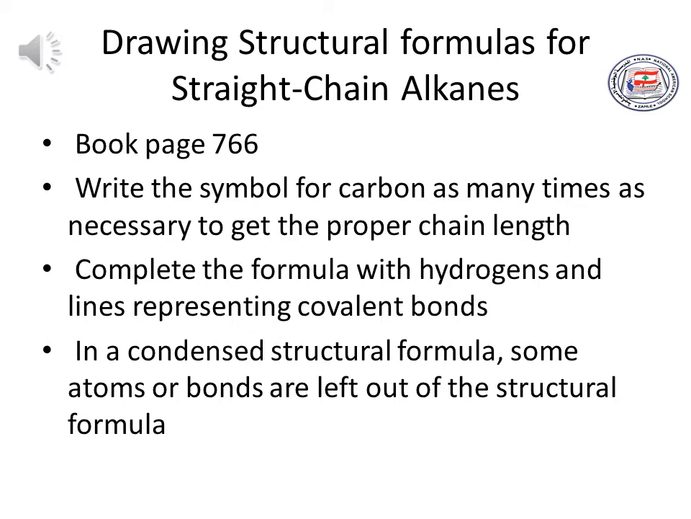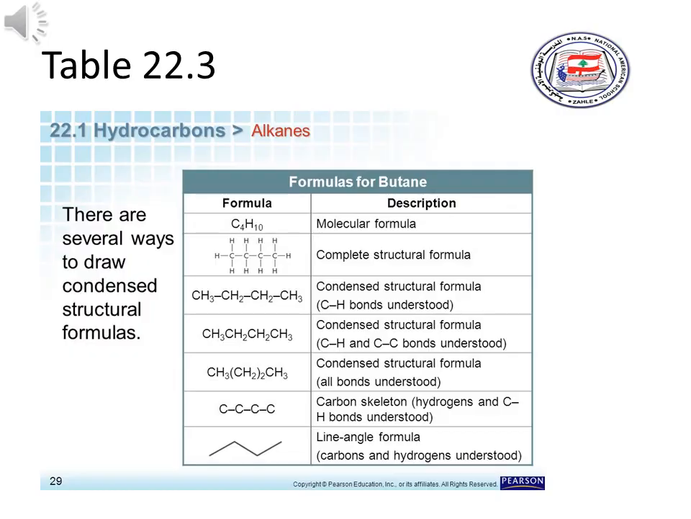Sometimes shorthand or condensed structural formulas work just as well. So, what is a condensed structural formula? In a condensed structural formula, some atoms or bonds are left out of the structural formula. Table 22.3 shows several ways to draw condensed structural formulas using butane as an example. We have the molecular formula, C4H10, the complete structural formula, like I explained before, the condensed structural formula, the carbon skeleton, and finally the line angle formula, where carbon atoms are located at each intersection and at the ends of the lines.